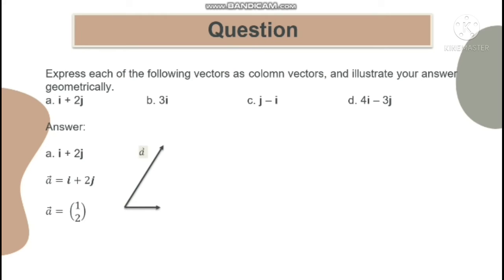And then this is to illustrate geometrically. Why does vector A point to the right? Because the quantity is positive. B is 3i. 3i is a component of vector B. This is a column vector. Vector B equals (3, 0). Why 0? Because unit j is nothing. This is to illustrate geometrically.